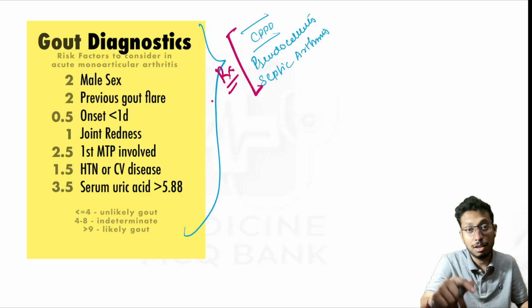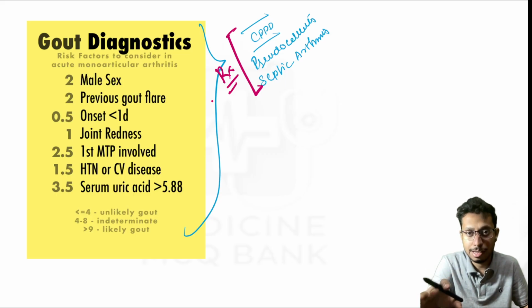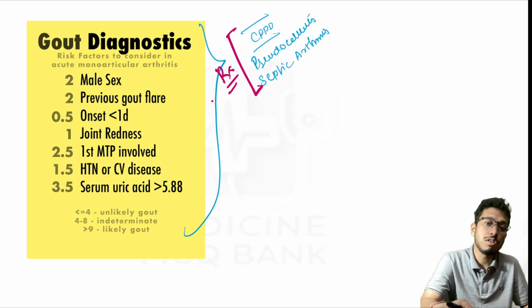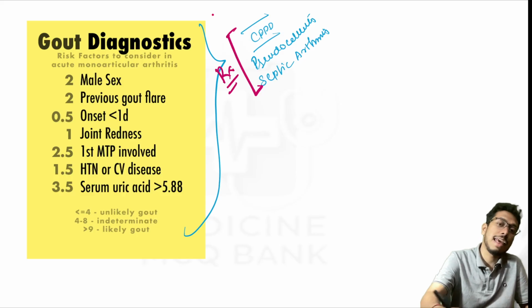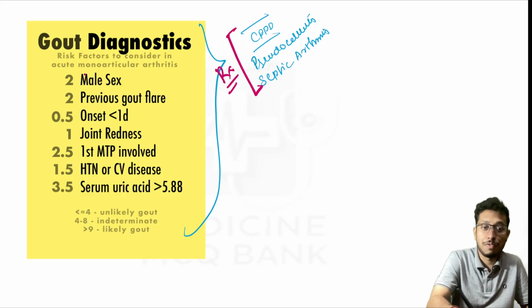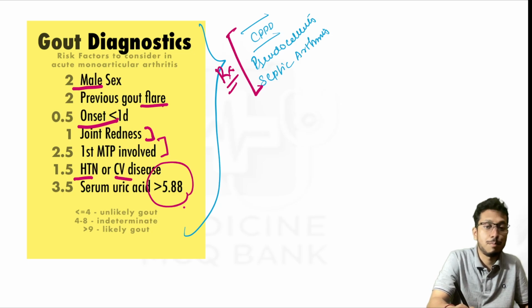So, do you go for joint aspiration in all the cases? Therefore, to avoid joint aspiration in all of the cases, a prognostication rule and marker has been laid down, known as the acute gout diagnosis rule, based on the factors which are the most important risk factors for acute monoarticular arthritis. Now, the points are: male, previous attack of gout, acute onset in less than 1 day, inflammation in the joint, first MTP involved, history of hypertension or cardiovascular disease, and serum uric acid level more than 5.8.